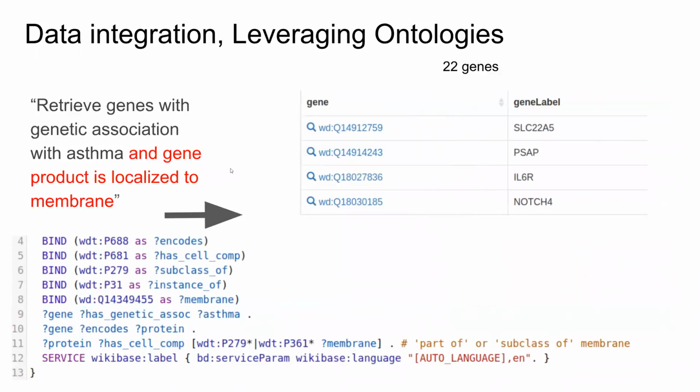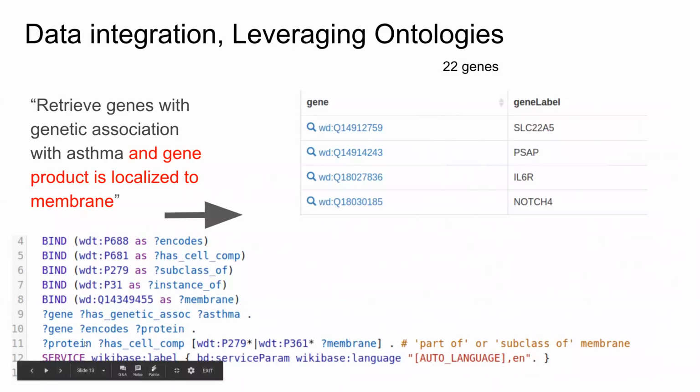The membrane is a gene ontology term, a cell component within the gene ontology. And a protein may not be annotated exactly as membrane. It may be annotated to a term more specific than membrane. So we can actually query for all of those at once.